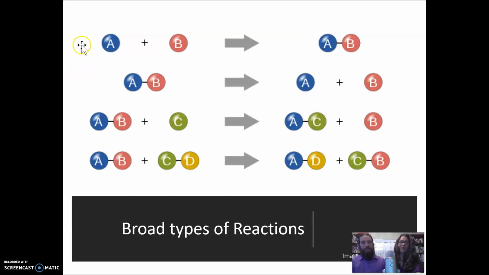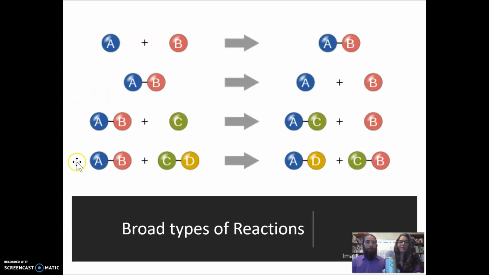Okay, I did want to mention that it doesn't have to be just two elements combining to be a synthesis. You can have a compound combining with an element or two compounds combining to a new compound. Just didn't want you to think that that was just two elements combining.